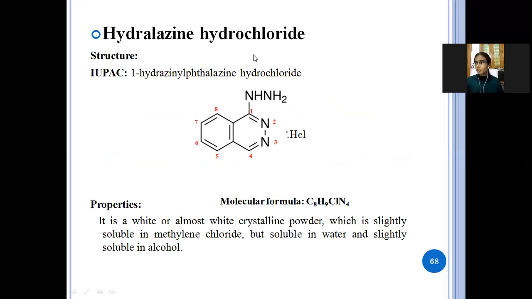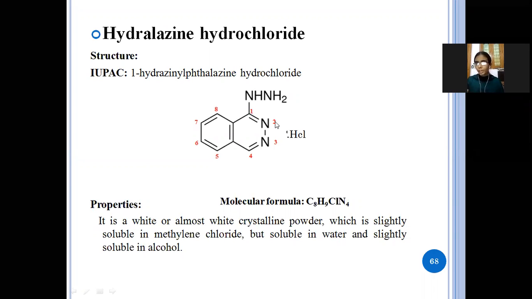Next, hydralazine hydrochloride. See here, the drug name is hydralazine hydrochloride. So this is the structure, and the IUPAC name is 1-hydrazinyl phthalazine hydrochloride.